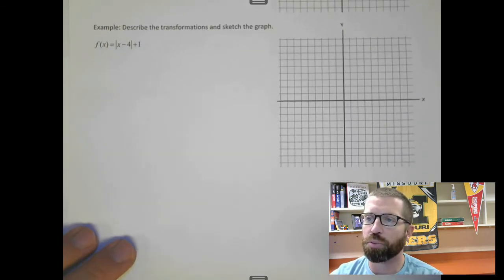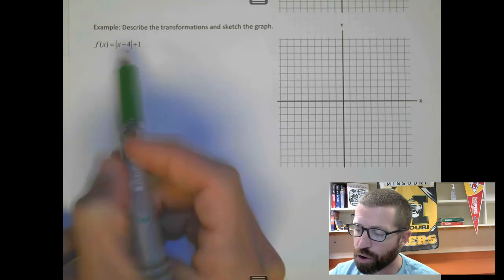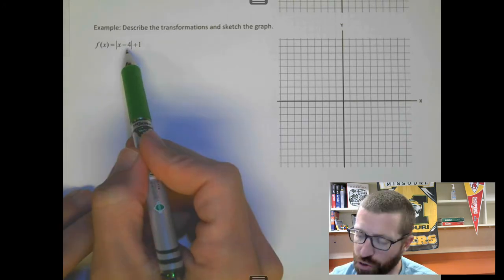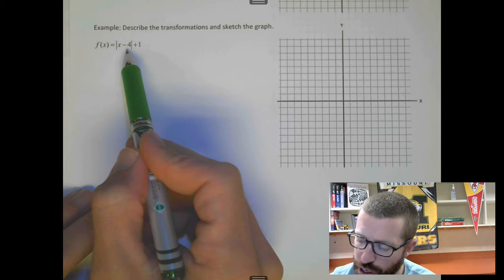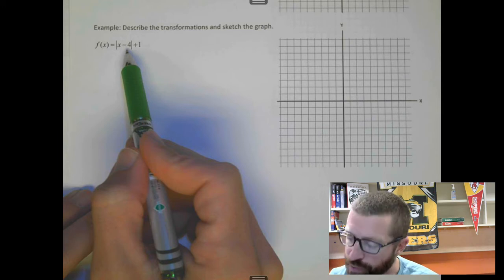And then maybe the most important thing is that you can describe the graph. So here we have |x - 4| + 1. The minus 4 is inside the function, so that's going to shift it horizontally. The 1 is outside the absolute value bars, so that's going to shift it up or down. And in this case, it is up 1.